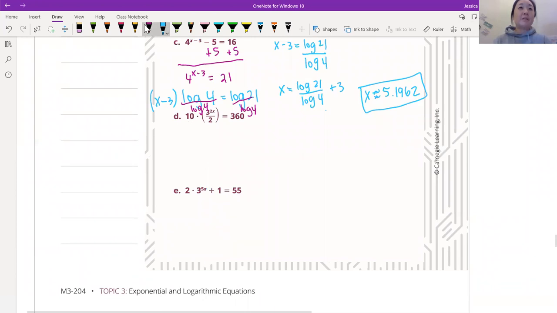Here we have 10. How to get rid of this 10? I'm going to divide this by 10, divide this by 10. Well, I have 3 to the 2x power over 2 is equal to 36. Now, if you notice, this exponent is only for the 3, not for the 2, because there are no parentheses, there's no exponent outside of these parentheses. So this 2x is only for the 3, which means I still have more to do. I need to multiply this by 2 so I can cancel those out. So then what I have is 3 to the 2x power is equal to 72.